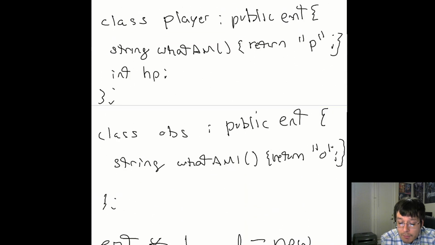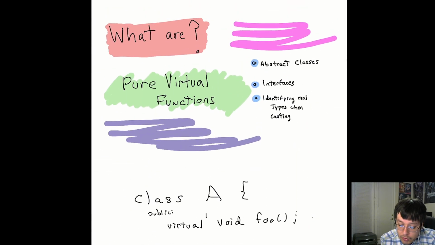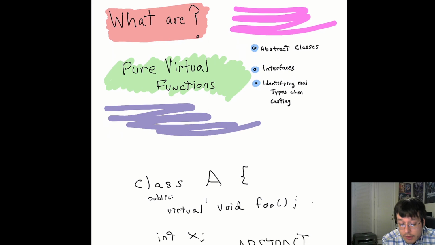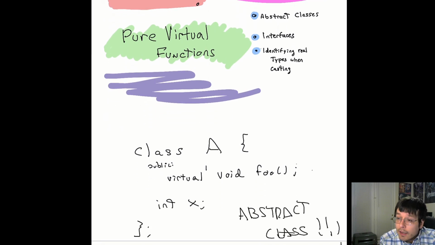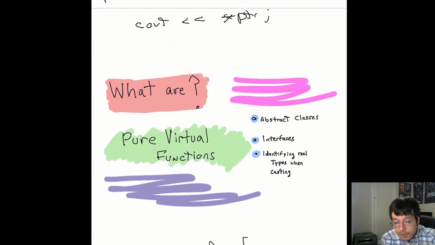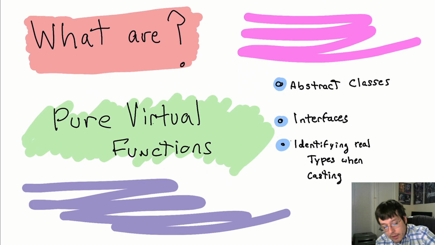So this is what I meant last time when I said that you can use your virtuals and your pure virtuals to be able to identify the object type before you do your casting to be extra safe. Okay? So that concludes the video. Hopefully you now have a good understanding of virtual functions between this and what we did in class the other days.